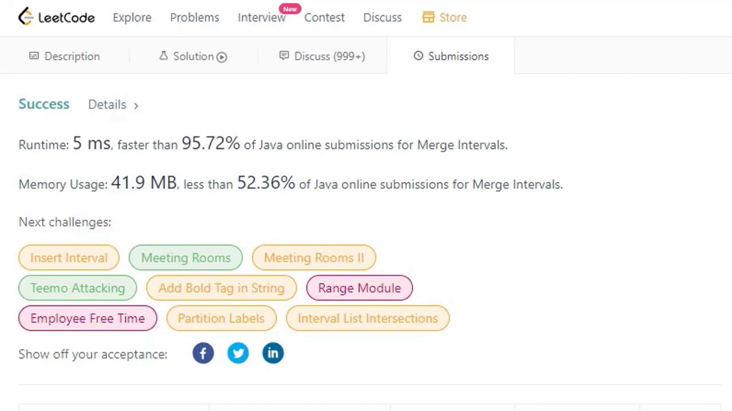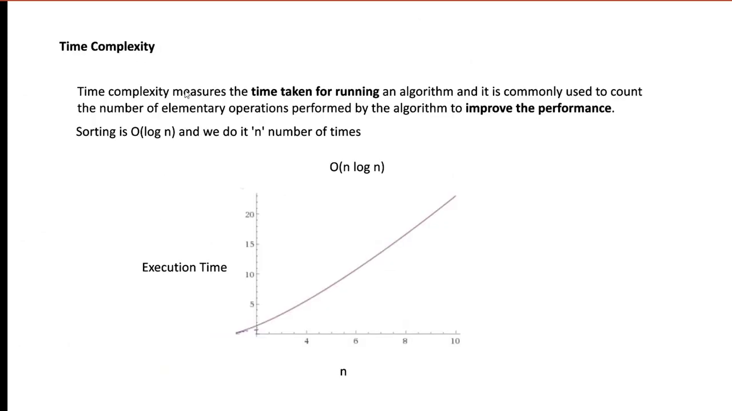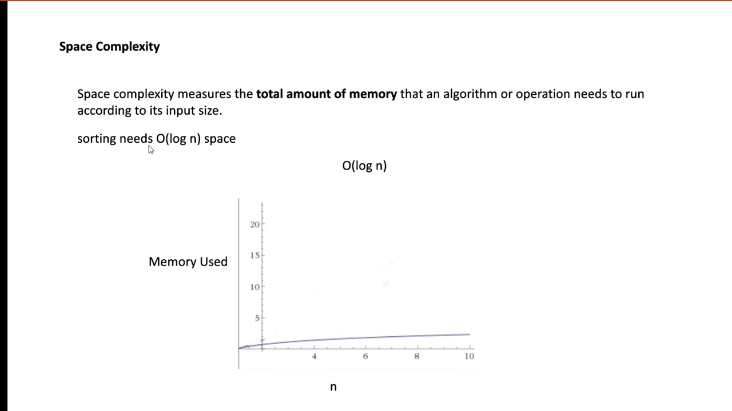The last thing we'll do is go through the space and time complexity. All right, time complexity, or the time it takes for running an algorithm, is O(n log n). So basically the sorting in this solution is log n, and we're going to do it n number of times for all the arrays in the array of arrays. So n log n is the time complexity. The space complexity is O(log n). So for sorting, basically, the space needed to do that is just O(log n). And that is pretty much it.